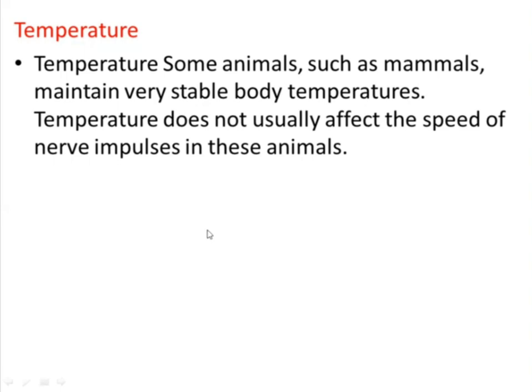Now we will see the summary of nerve conduction. We will see what the resting membrane potential is. Then we will see the action potential. Then what a nerve impulse is. Then we will see the factors that affect nerve conduction. These are the nerve conduction, right?